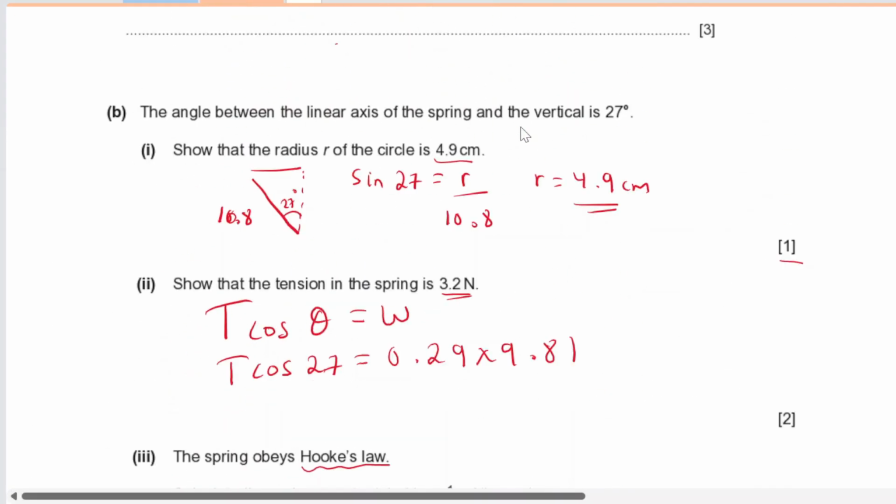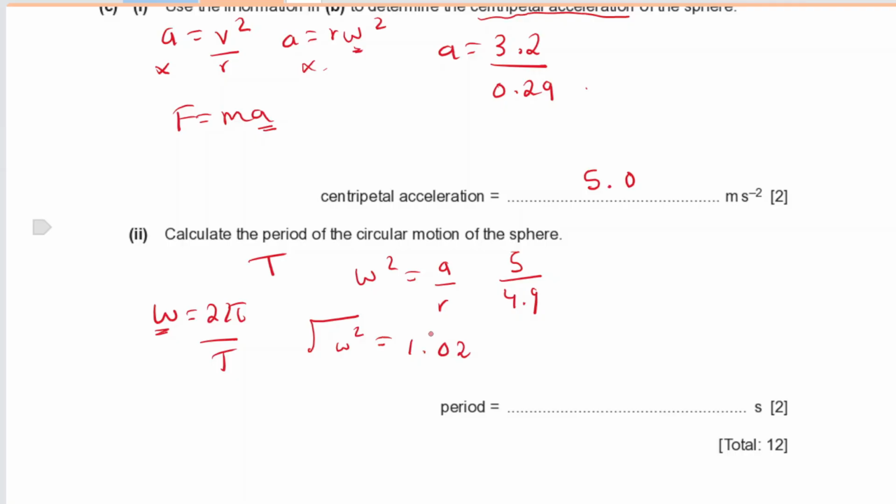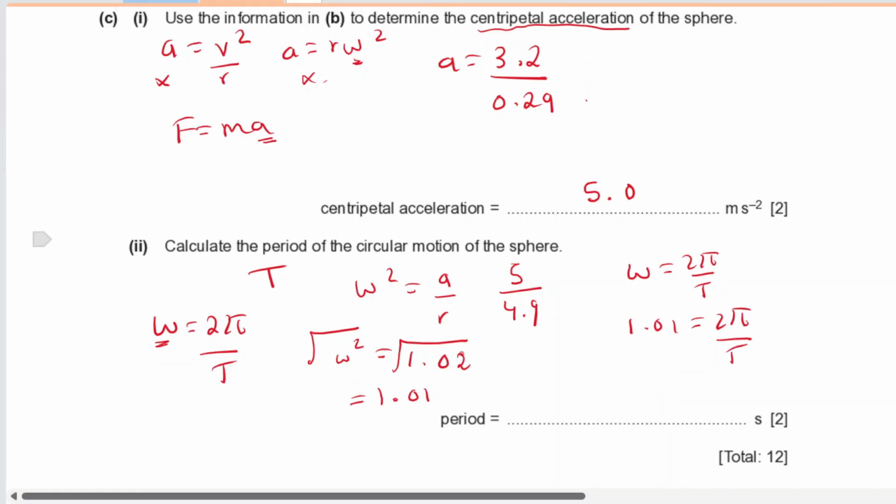how much did we get there? We got 4.9. So 5 divided by 4.9. We get omega square as 1.02, and we square root this and we square root this. So here we get something around 1.01. Now when we have omega like that, we can do omega equals 2 pi over t, and our omega will be the 1.01 equals 2 pi divided by t, 0.62. Okay, that's it for question 1.